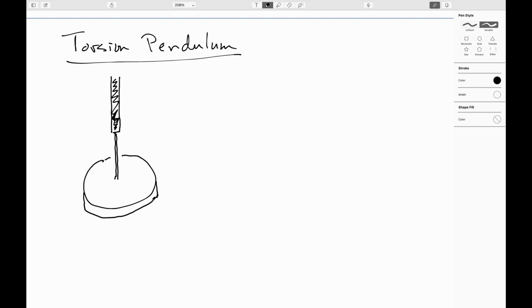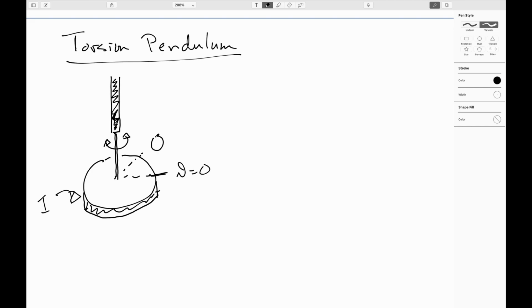And the idea goes like this. This disc has a moment of inertia I. If you give it a twist, what will happen is you will get a torque being exerted by the wire. The wire will get twisted and it wants to untwist. So say this is my reference mark right here. We'll make that angle theta.